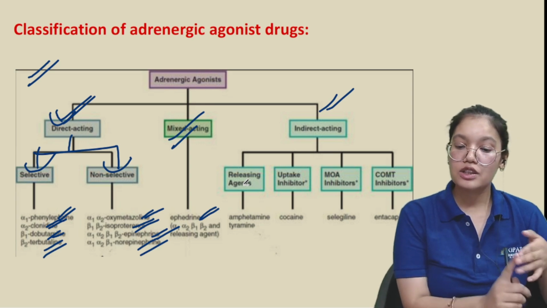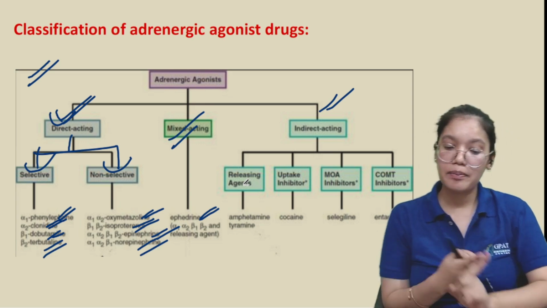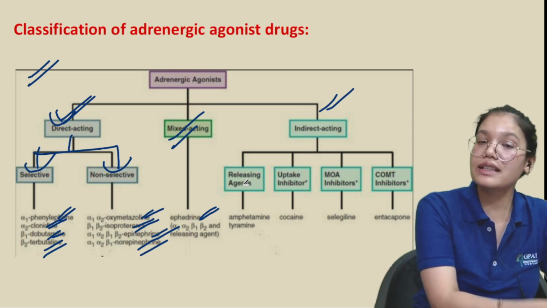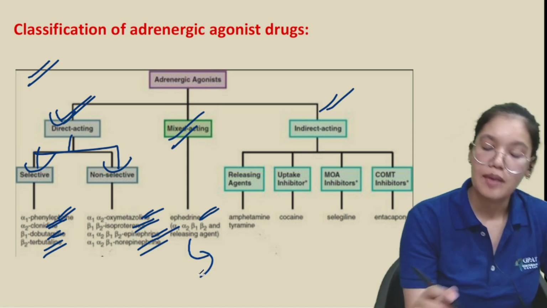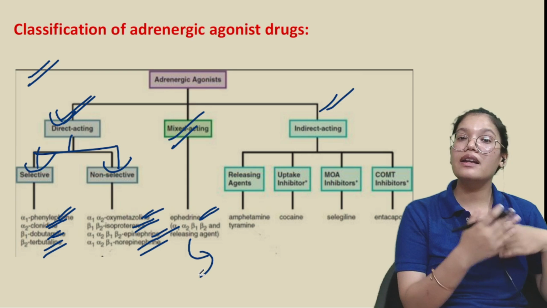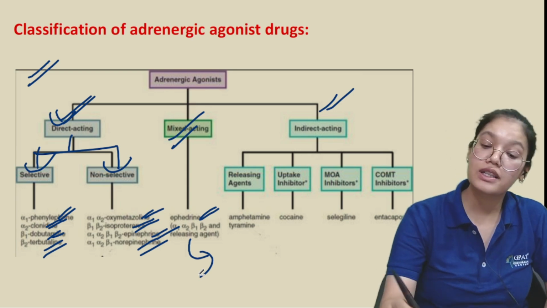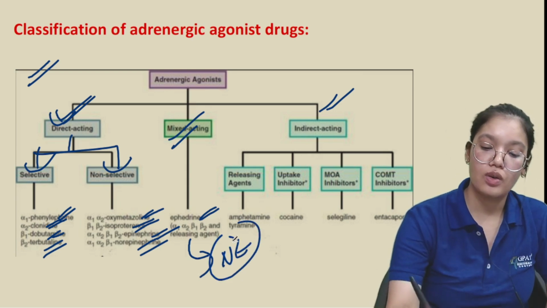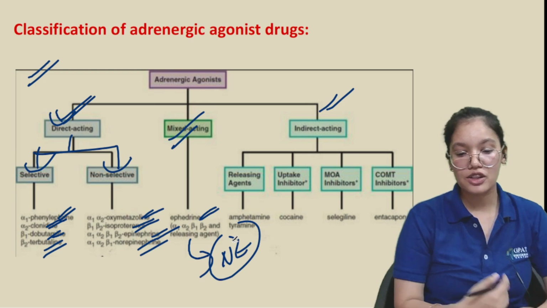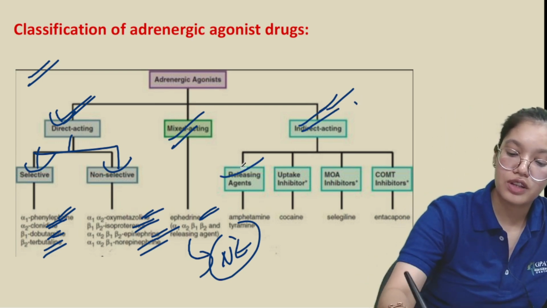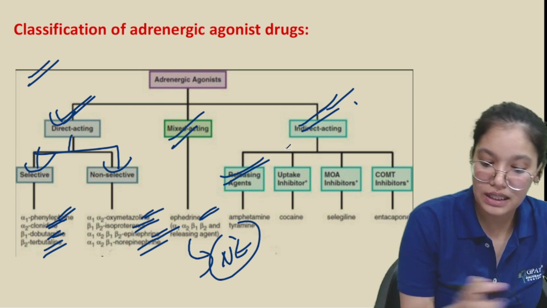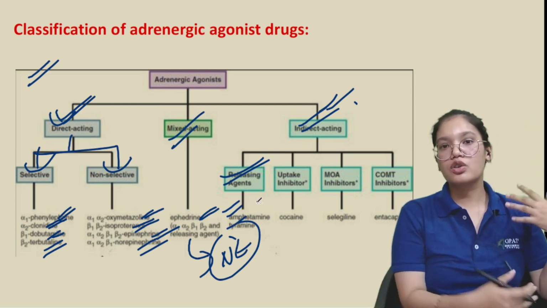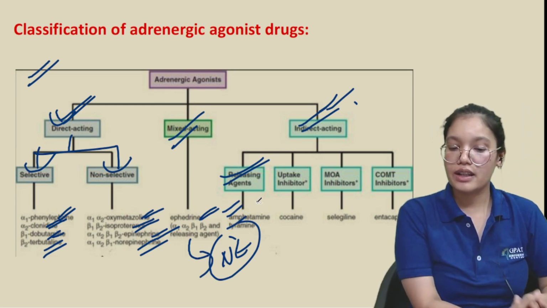plus it is also acting indirectly by acting as a releasing agent. Now releasing agent means it will act by increasing the release of neurotransmitters like norepinephrine. So that is the releasing agent. Now indirectly acting, first we have the releasing agent, which I already told you about. Amphetamine and tyramine are the two drugs that come under this class.